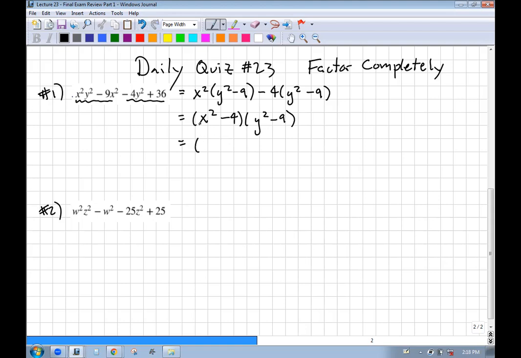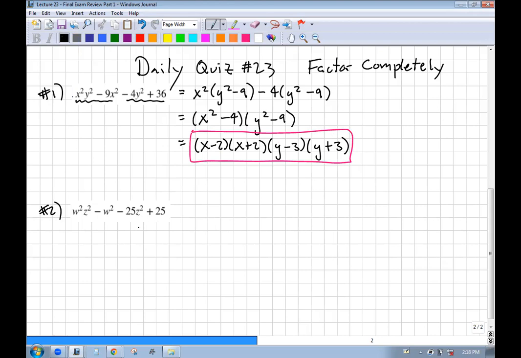4 is 2 squared. So this one is x minus 2 times x plus 2. And this one here is also the difference of two squares. 9 is 3 squared. So I can rewrite that as y minus 3 times y plus 3. Boom. We are factored. Okay. Any questions about that one?